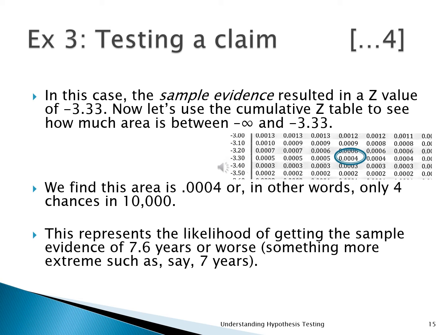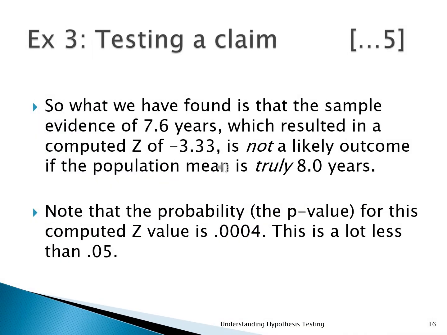So what does that 4 chances in 10,000 represent? That's the likelihood of getting the sample evidence of 7.6 years, or something even less, like 7 years, because we're going all the way to infinity. Anything less than 7.6 years. So we had the straw man set up. We say, well, is this a sample evidence one should see? Well, if the population mean is 8 years, the likelihood of getting the sample evidence that we got, 7.6 years, or even worse than that, turns out to be only 4 chances in 10,000, right?